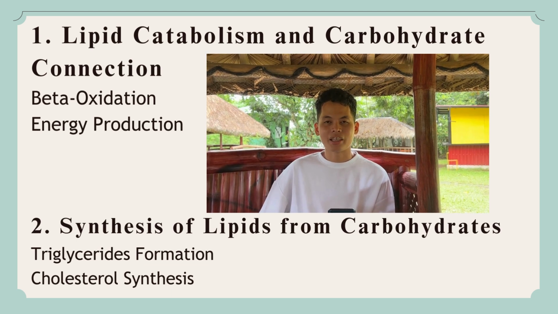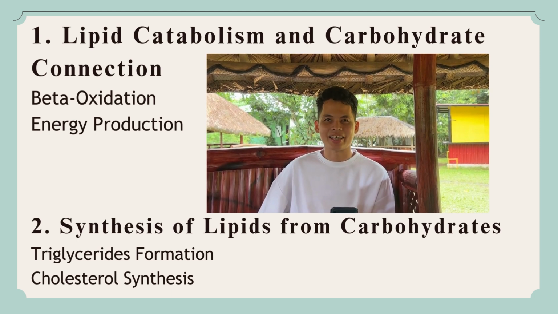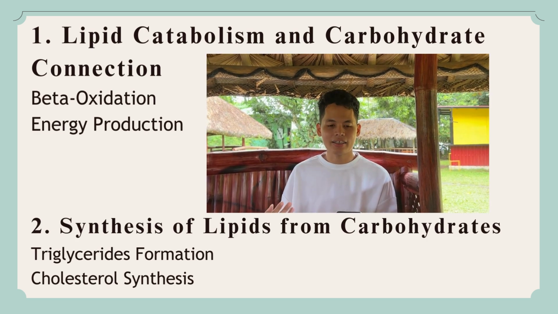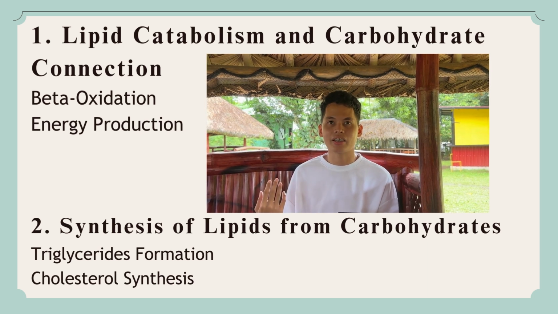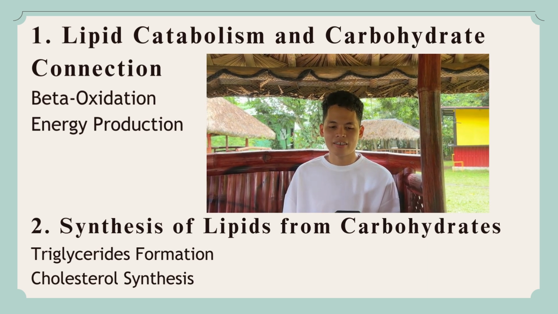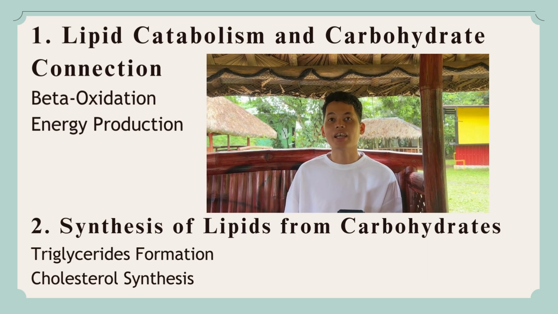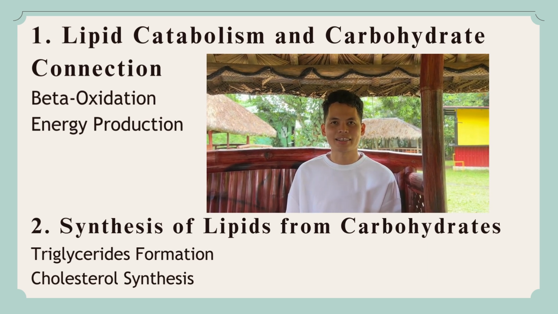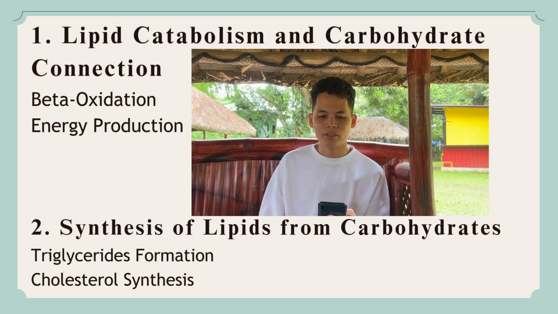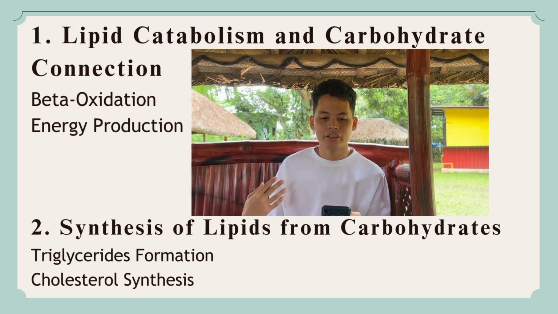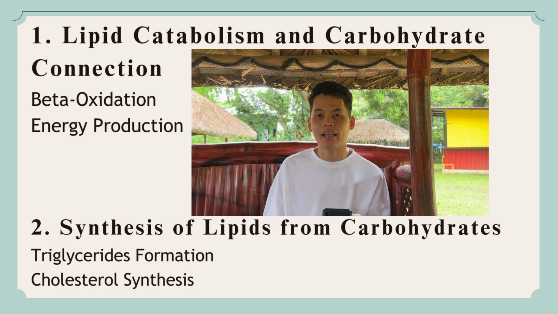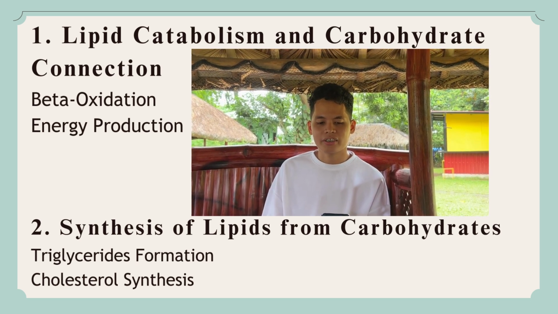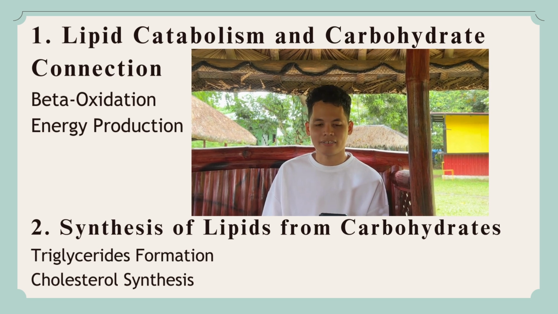First, we have lipid catabolism and carbohydrate connection. We have beta oxidation. Fatty acids undergo beta oxidation in the mitochondria, breaking down into acetyl-CoA, which enters the citric acid cycle or the Krebs cycle. Energy production: the process generates NADH and FADH2, which are utilized in the electron transport chain to produce ATP.